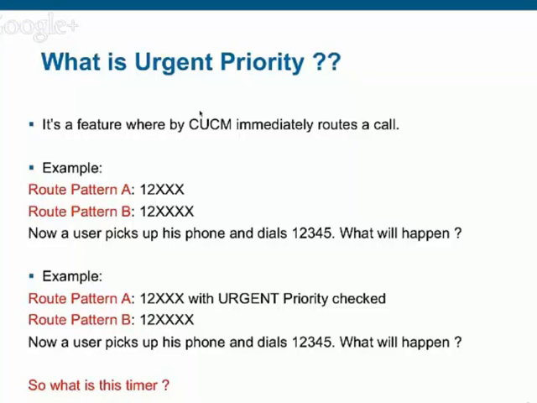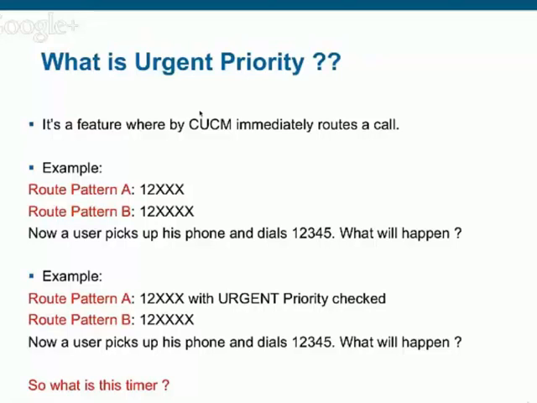And the reason is that you have that urgent priority box checked on the route pattern or on the translation pattern or on the hunt pilot. So at least in pre-10.x, those were the three places where you could do this: on the translation pattern, on the route pattern, and on the hunt group.